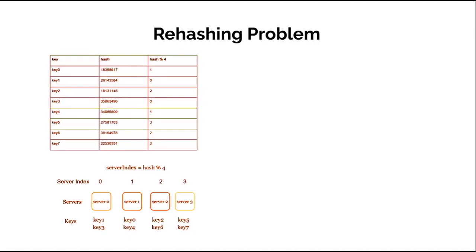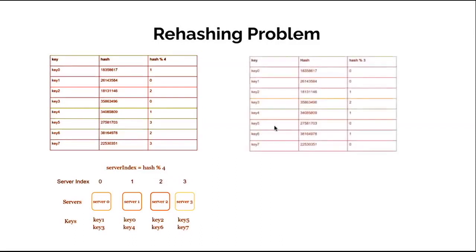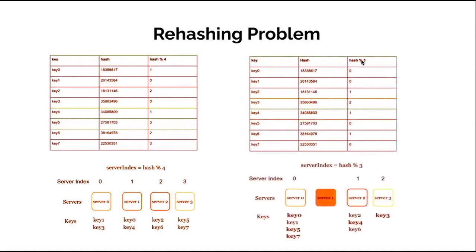Then using the same hash function, we get the same hash value for a key, but applying the modular operation gives us a different server index because the number of servers is reduced by 1. Since the servers have been reduced to 3, we change our hash function to mod 3, because server 1 is no longer serving us. Server 1 has gone down.